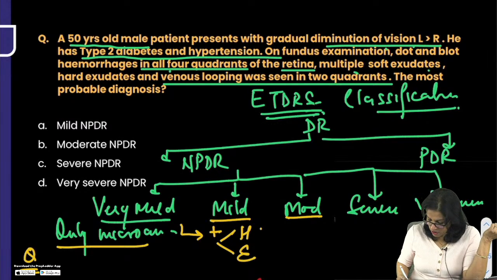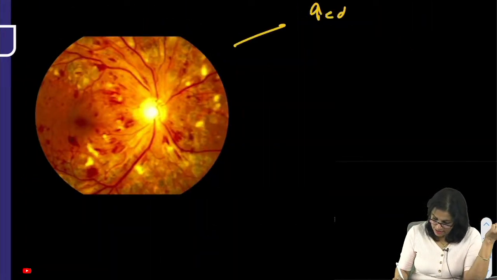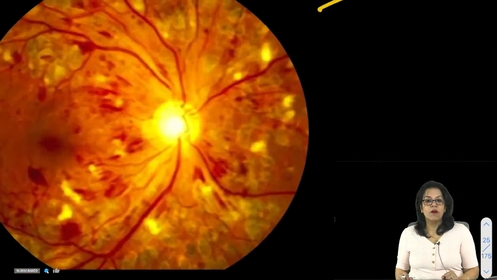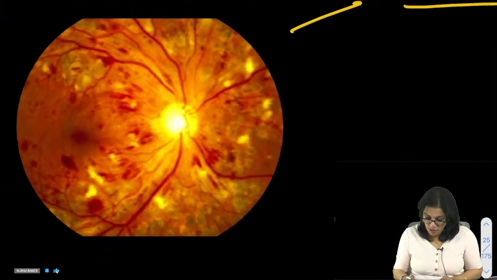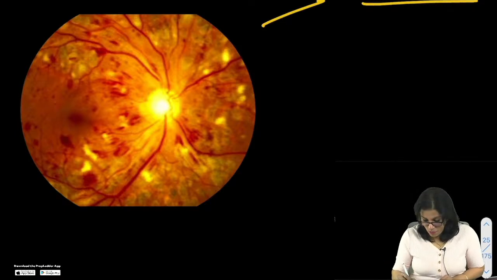Along with all the features of mild, what you will get is an increased number of cotton wool spots. See, you are looking at a moderate NPDR with too many cotton wool spots because now the hypoxia is more. Okay? What else do you see?